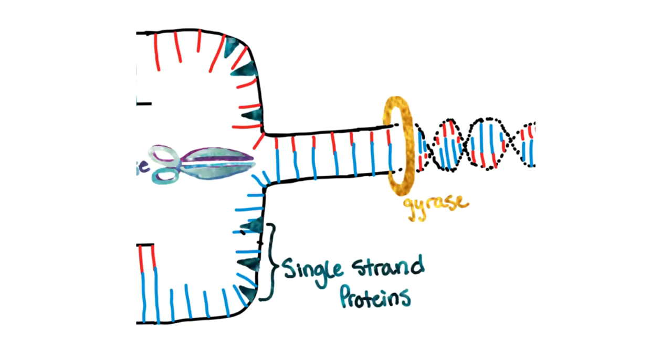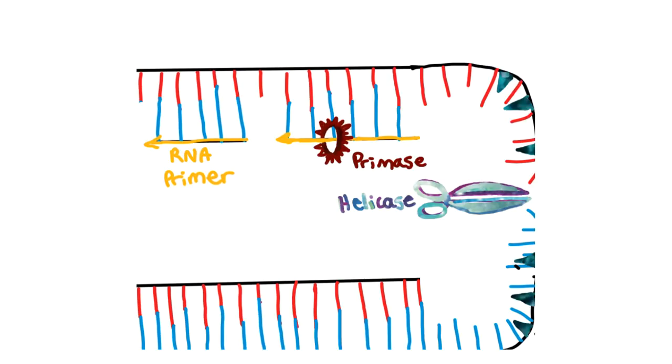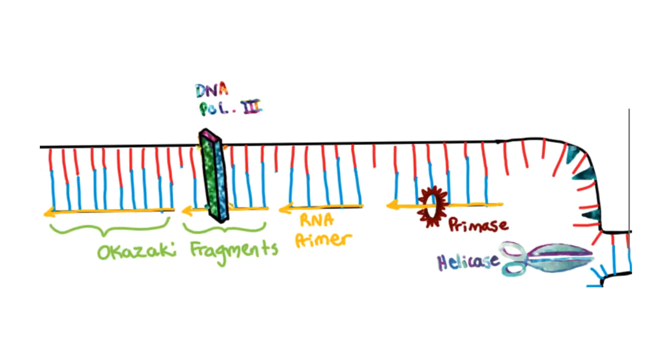After this, single-strand proteins enter and bind to each of the 2 new single strands to prevent the double helix from reforming. Then, RNA primase places an RNA primer somewhere along the strand. DNA polymerase III finds this primer and then uses it to begin synthesizing a new strand of DNA.